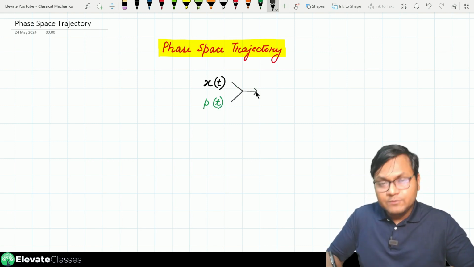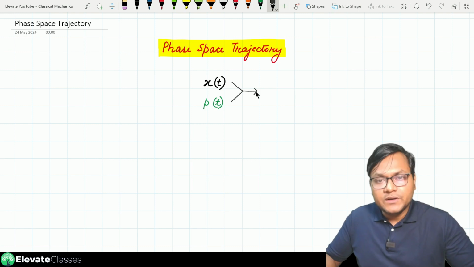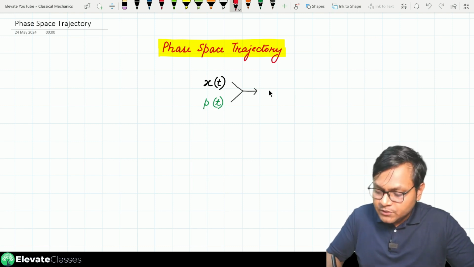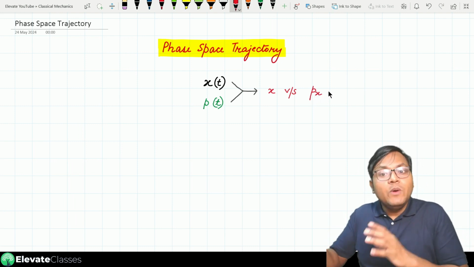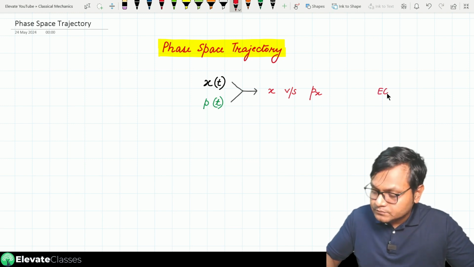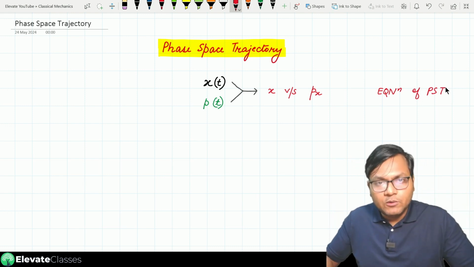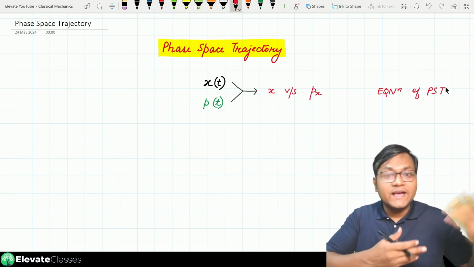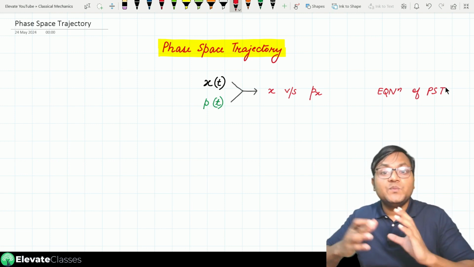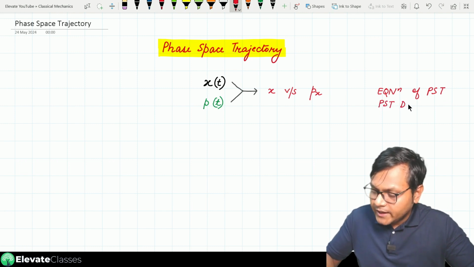ठीक है, हम टाइम को रिमूव कर देते हैं. We remove time as an explicit parameter, let's suppose, making it an implicit parameter, and then we try to find out a relationship between x versus p or px. Then that kind of an equation that gives us a relationship between x and px is known as the equation of PST or equation of phase space trajectory. And if we plot that kind of an equation in a graph where x-axis में x होगा, y-axis में px होगा, then that would be a phase space diagram or a phase space trajectory. Okay, or we call it phase space diagram.